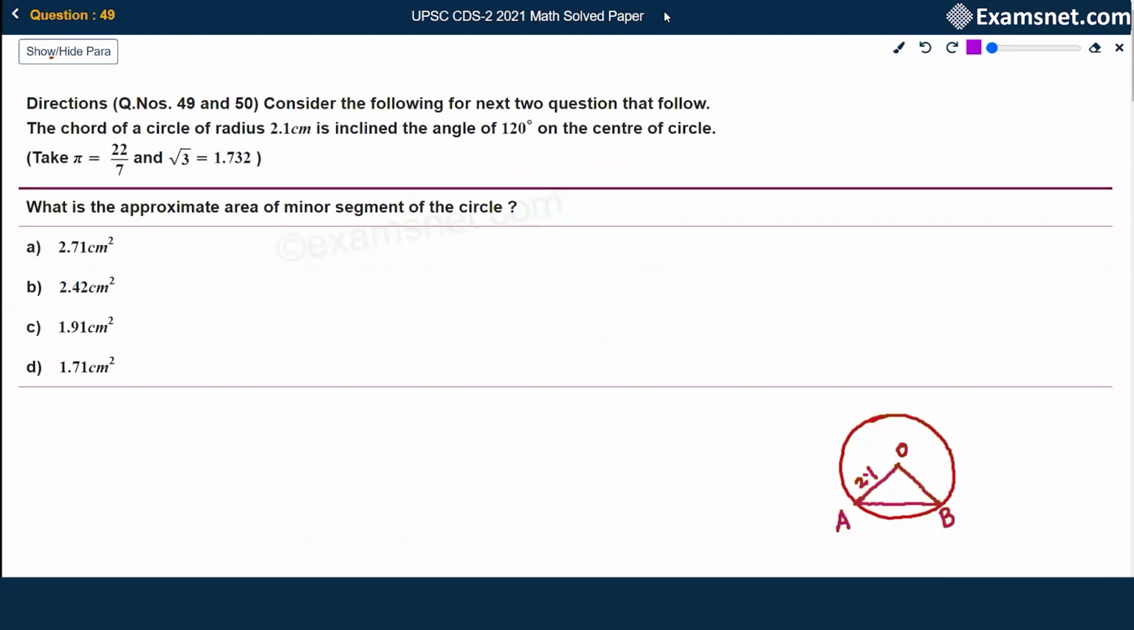In question number 49, it is given that the chord of a circle of radius 2.1 centimeter is inclined at an angle of 120 degrees at the center of the circle.